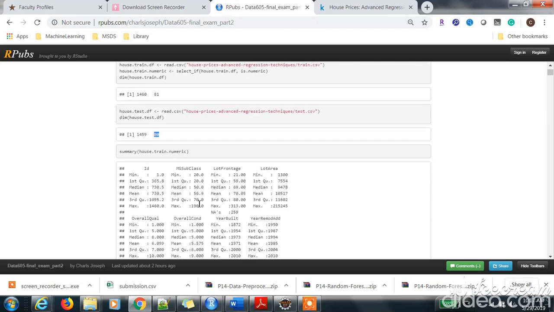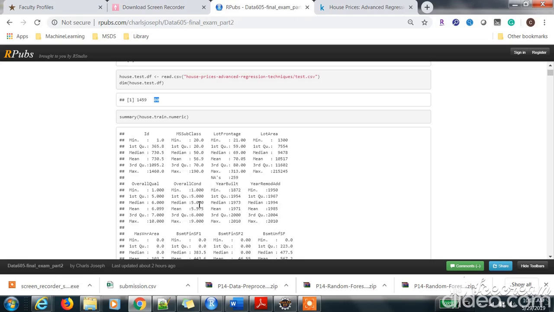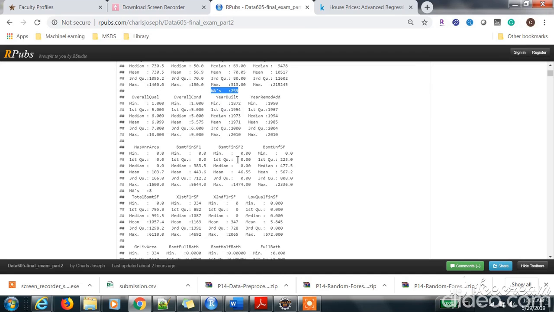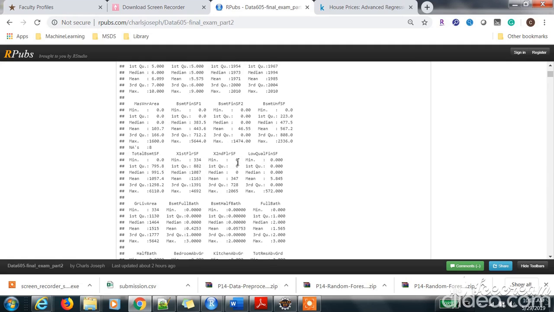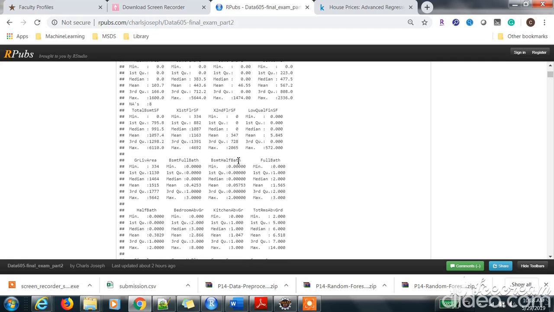So I did a summary of the training data set, and this is the summary data which shows the min, median, mean, max, everything. I can see some of the missing values here. I don't see much of a missing value, so I don't need to worry too much about correcting the missing data.